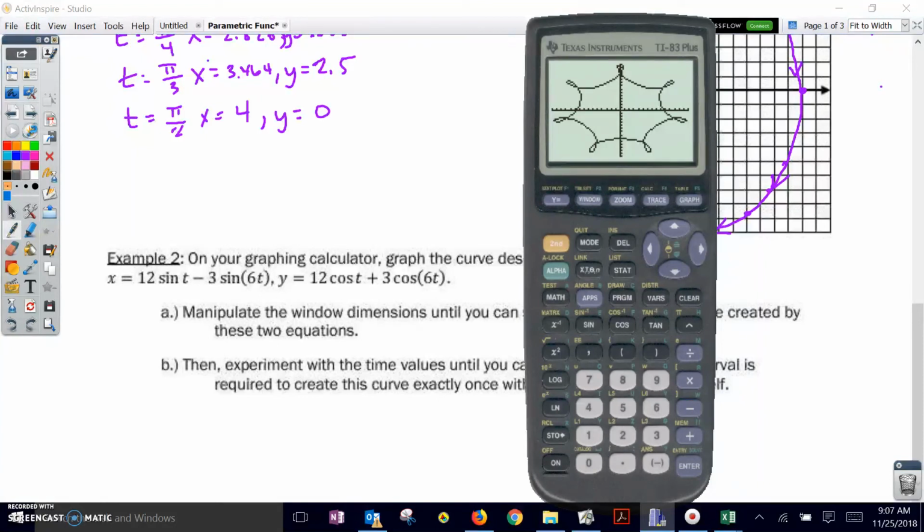Alright, that's where we're going to end this first video on parametric functions and their derivatives. We're going to come back next time and look at how we find derivatives of parametric functions and some of the implications related to those derivatives.